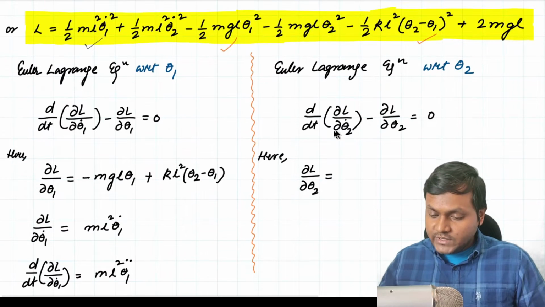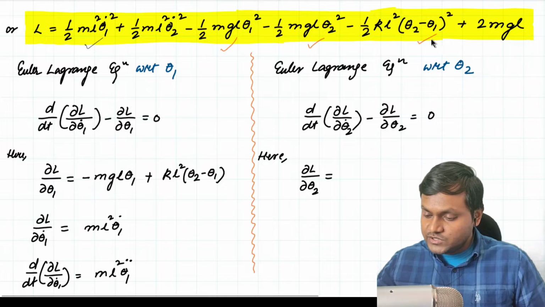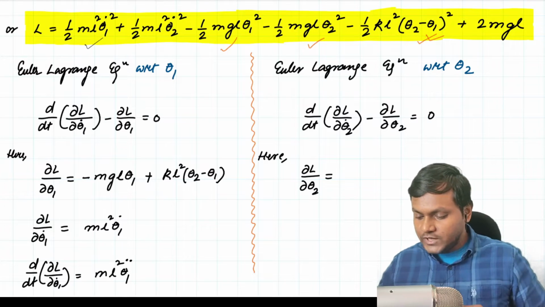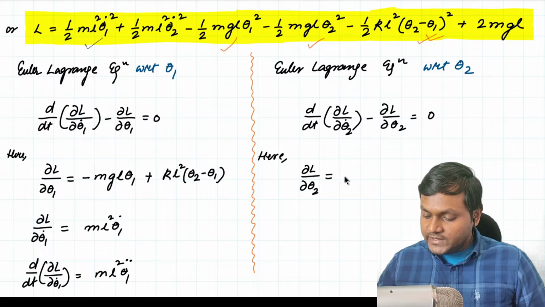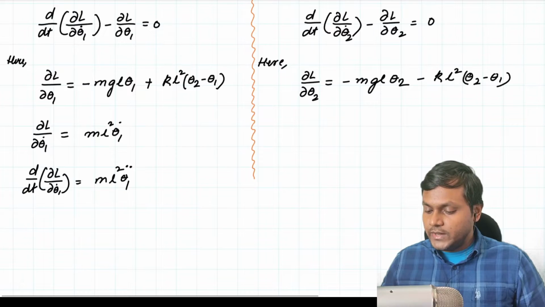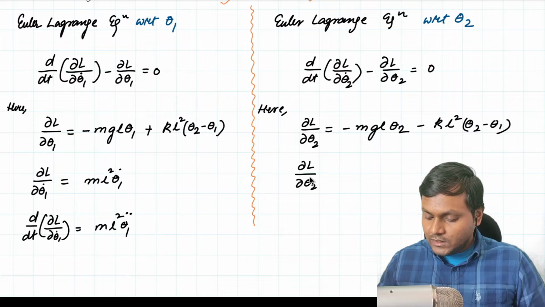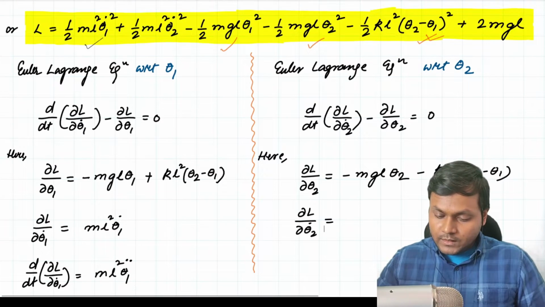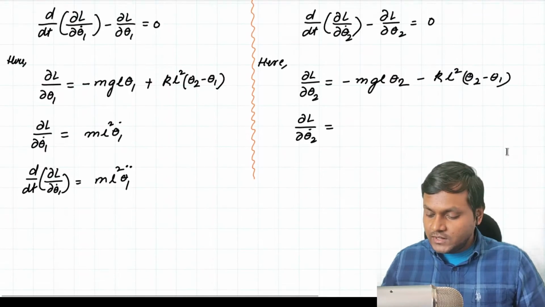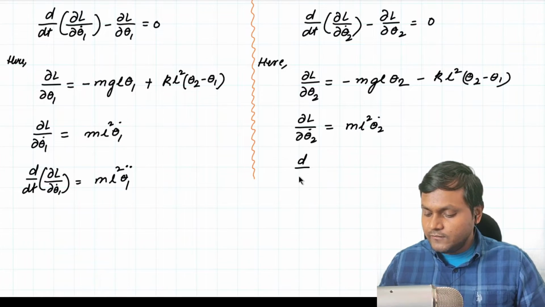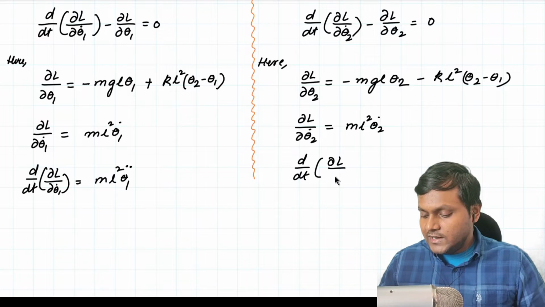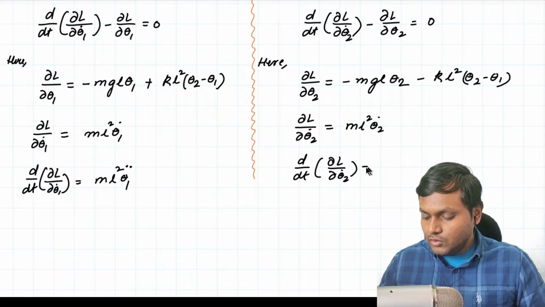Similarly, let us also find the expressions for ∂L/∂θ2. For ∂L/∂θ2, you have this expression and this expression, so you should get two terms here. The first term that you're going to get is minus mgl theta 1. For the next quantity, you will have ∂L/∂θ2-dot, which you get from here. This is mL² θ2-dot, right? And for d/dt of ∂L/∂θ2-dot, you will get mL² θ2 double dot.